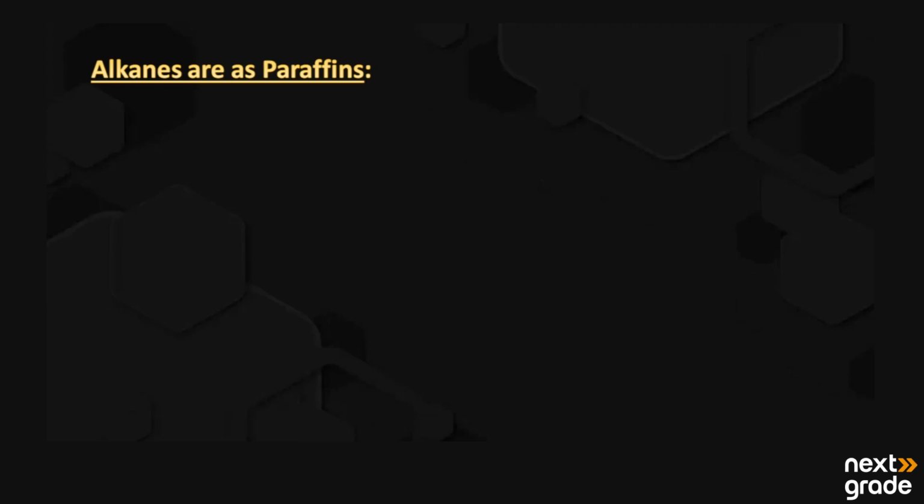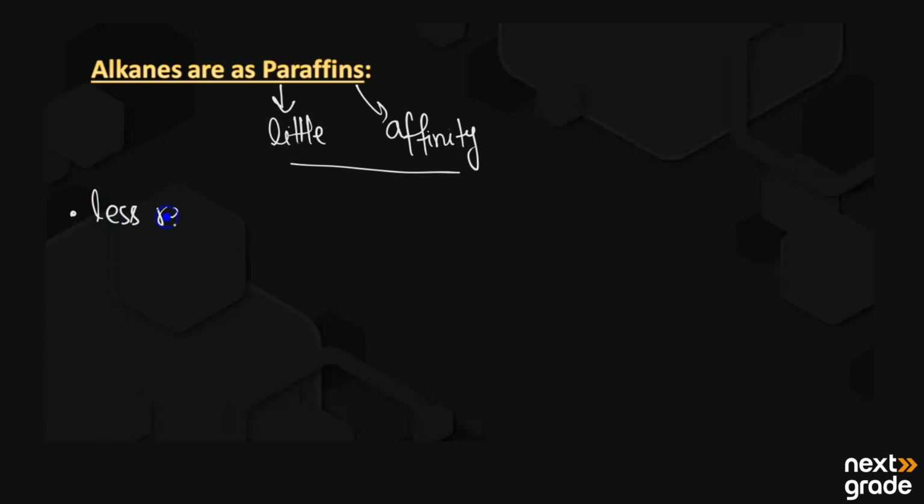Alkanes are also known as paraffins. Why are they known as paraffins? The word paraffin comes from para, meaning little, and affinis, meaning affinity. So it means little affinity. They have little affinity, meaning they are less reactive towards chemical reactions.